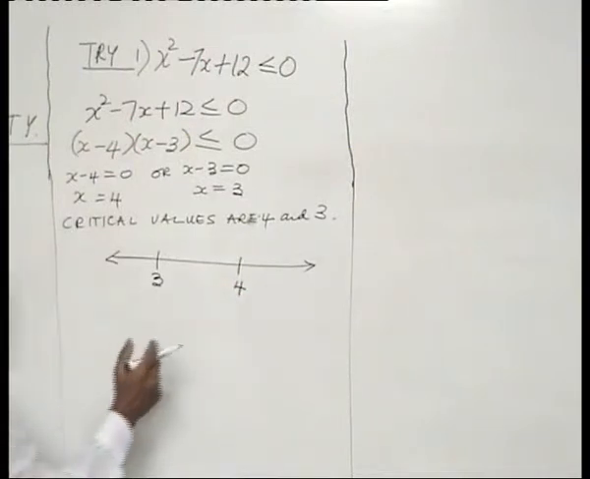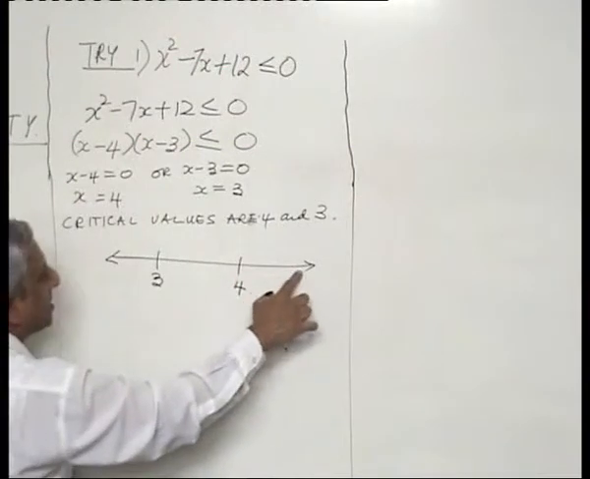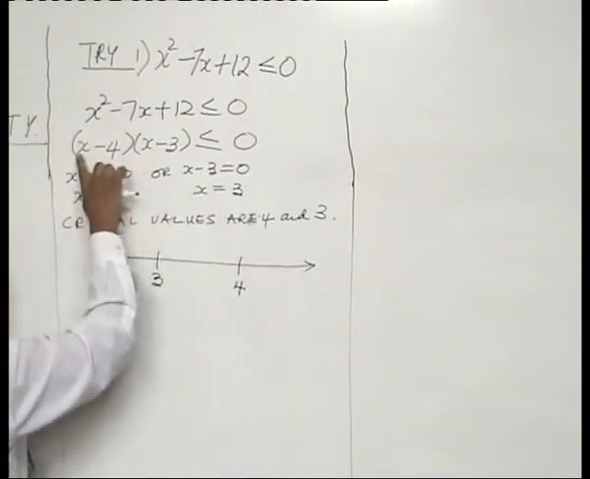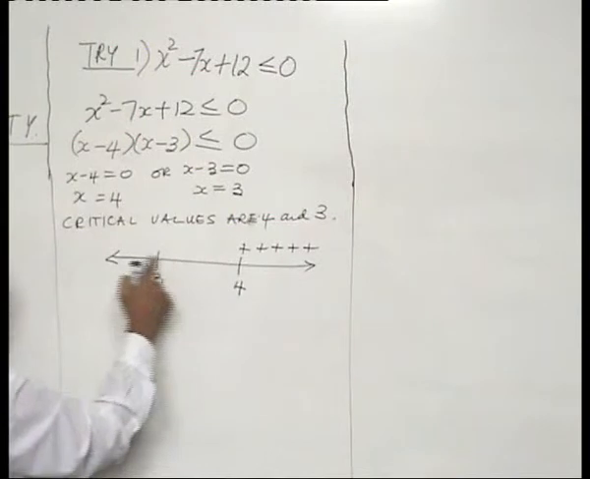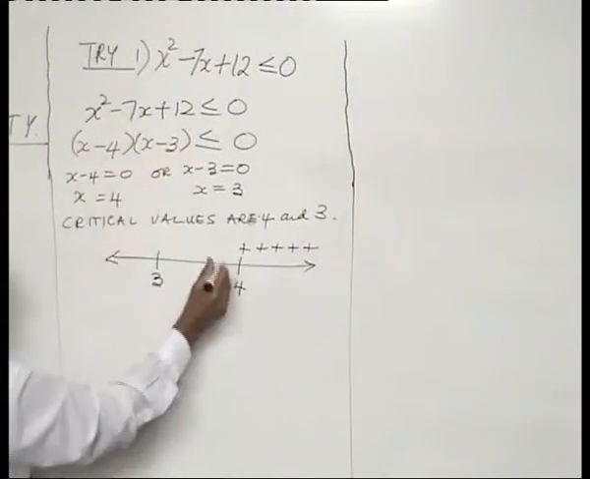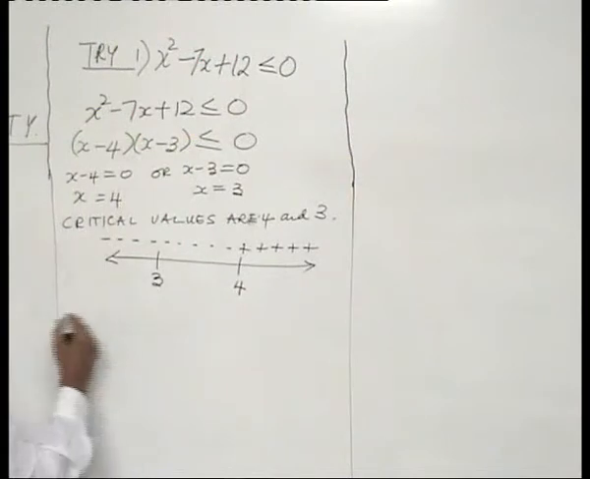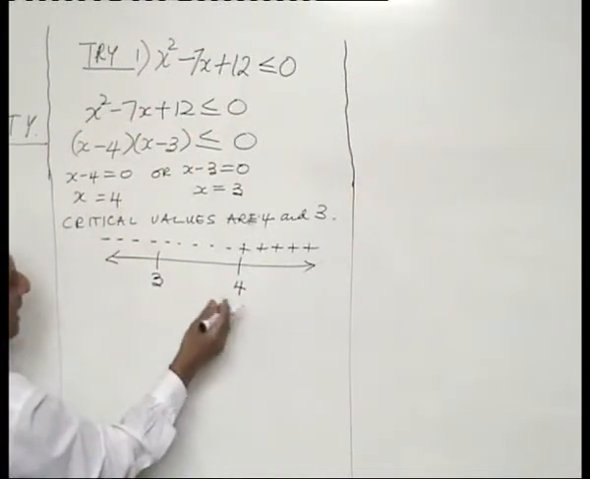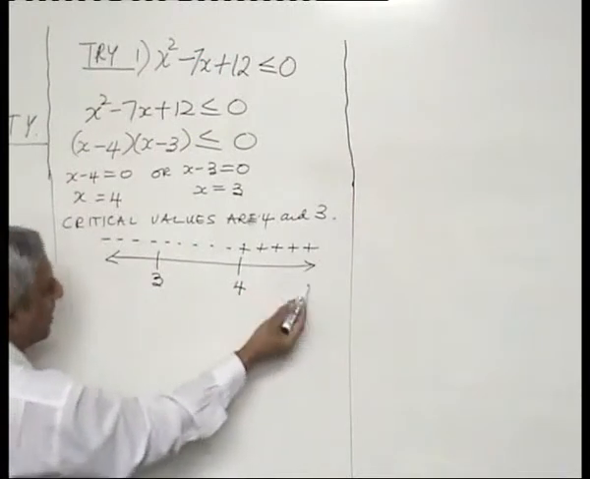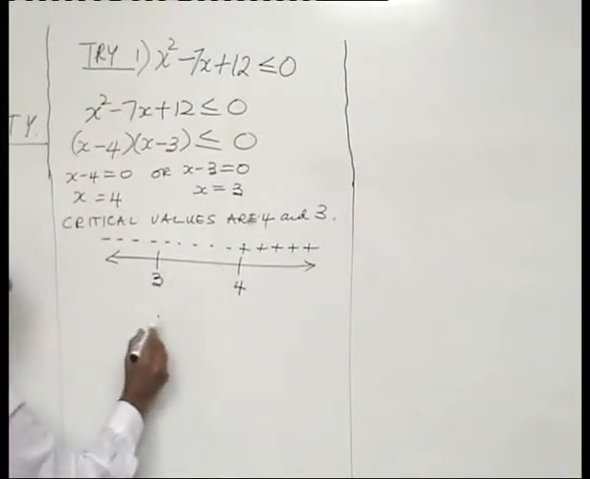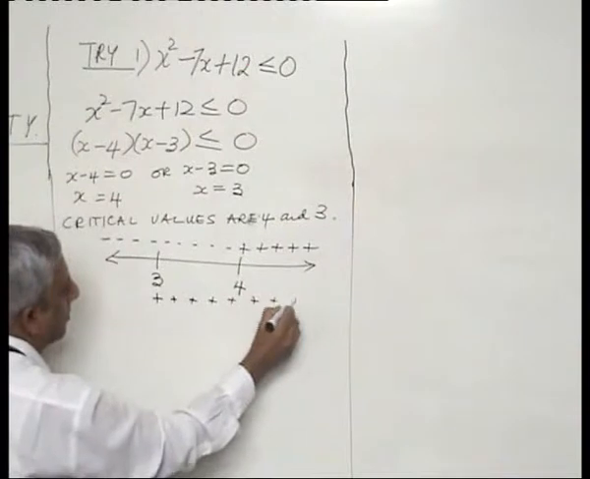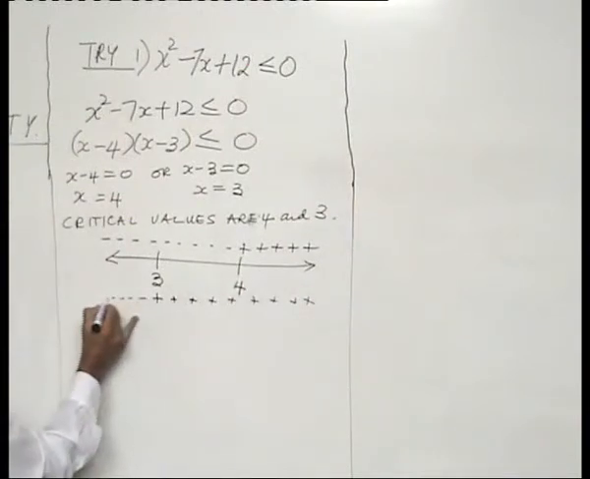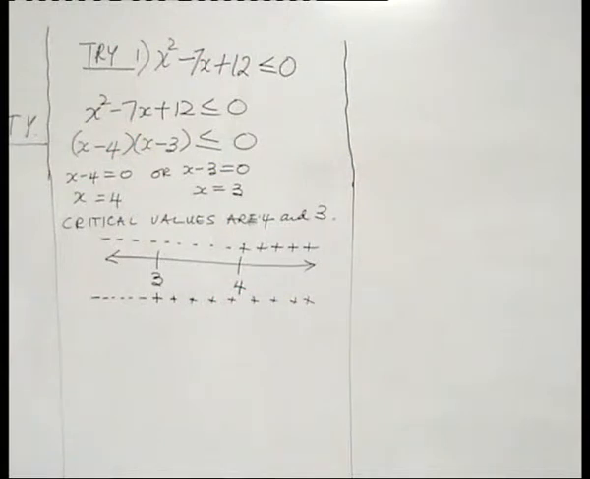Okay. Now, if I take any number from this side and put it inside here, it's all going to be positive. If I take any number from this side and put it here, I'm going to get negative. So, to avoid doing that all the time, we know that to the right of 4 you will get plus, to the left of 4 you will get minus. To the right of 3 you will get plus, and to the left of 3 you will get minus.